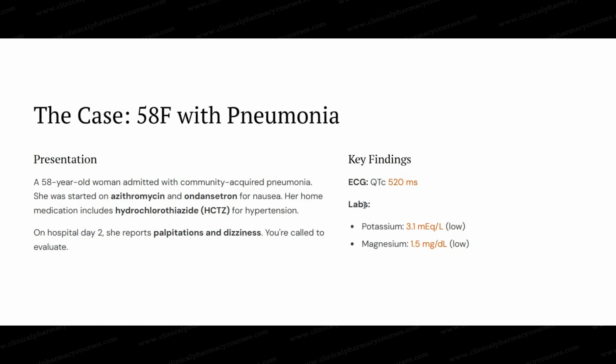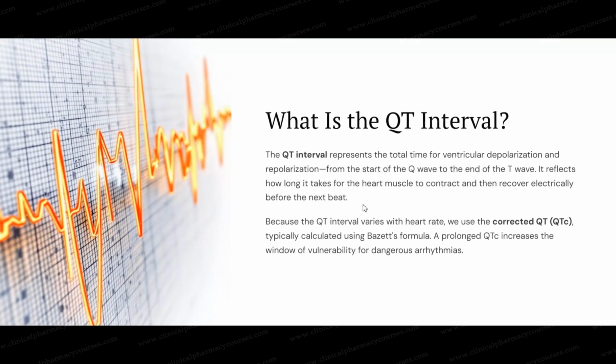The key findings were an ECG showing a prolonged QTc of 520 milliseconds. Labs showed low potassium of 3.1 and a low magnesium of 1.5 milligrams per deciliter. Now, these electrolyte abnormalities likely contributed to the prolonged QTc and her symptoms of palpitations and dizziness. We'll need to address the underlying pneumonia, of course, as well as correct the electrolyte imbalances to stabilize such a patient, which could be quite tricky.